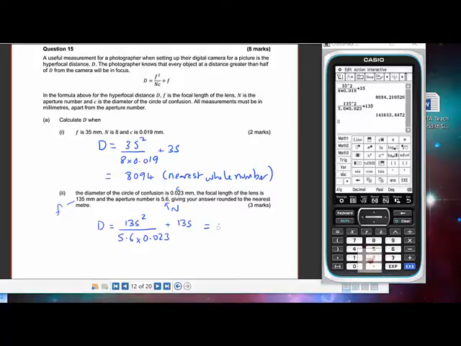So that's 141,633, and of course that's in millimeters, and we want this to the nearest meter, so it's going to be 141.633 meters, nearest meter is 142.